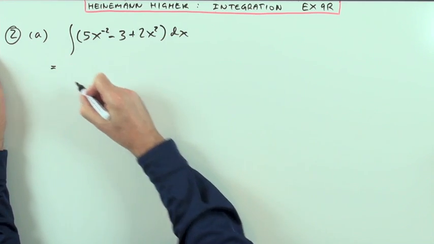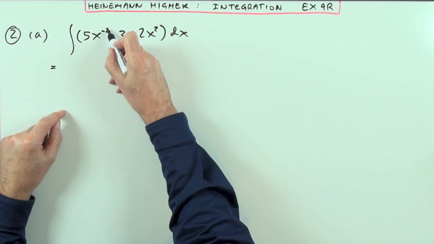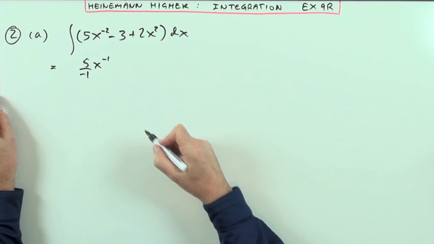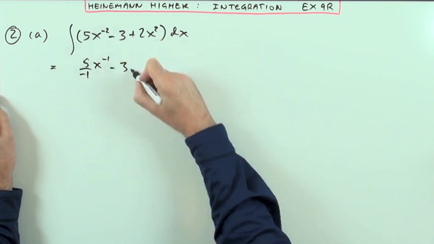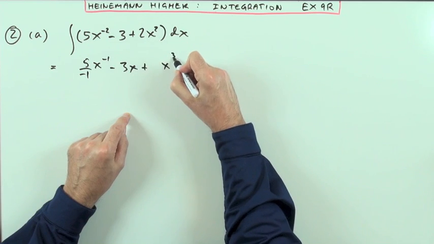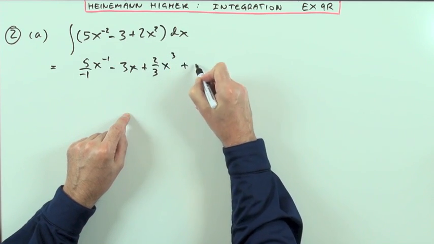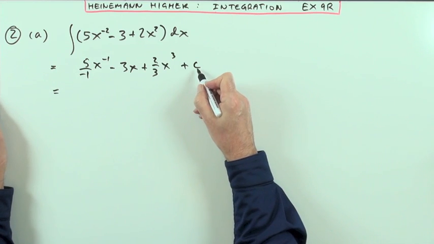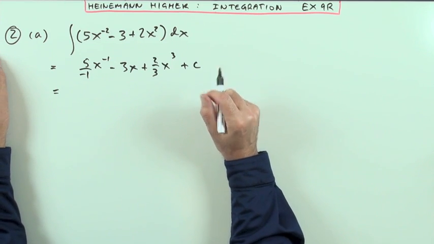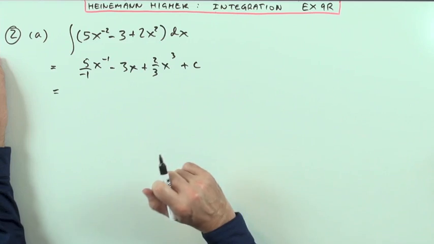This one's ready to go, so it's just a case of add 1 to the power, add 1 to the power, -1, divide that by that power, divide by -1. 3 will go back up to the linear term x, and x squared, add 1 to the power goes up to 3, divide by that 3, and then there could have been some constant there originally which disappeared through the process of differentiation and left no trace, so plus c.